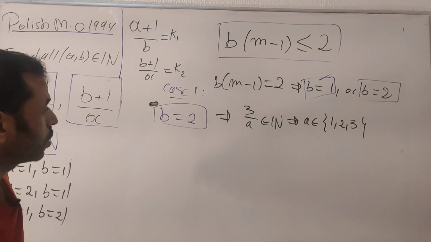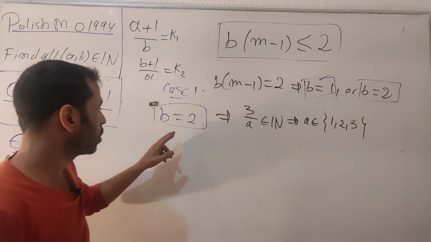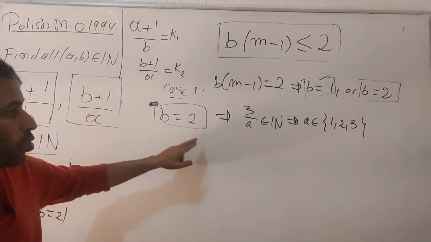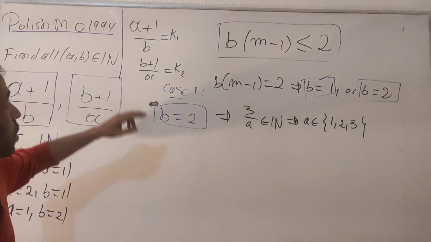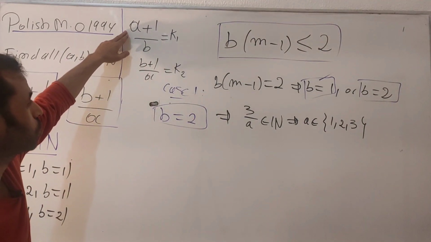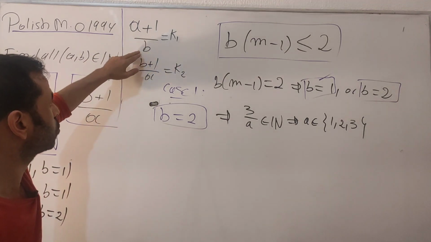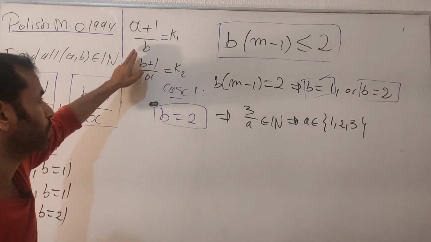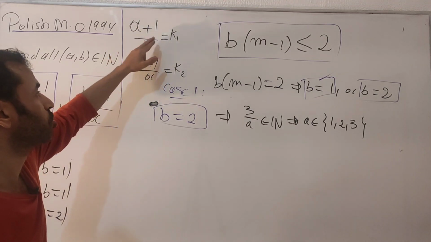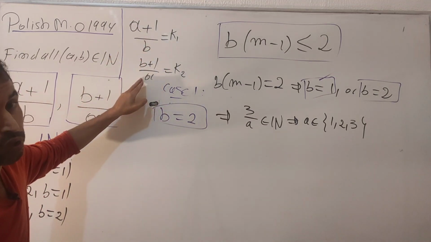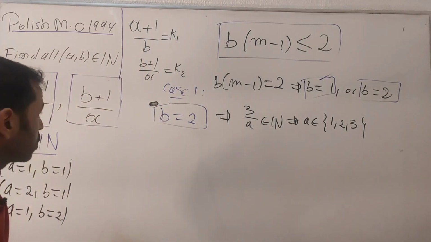Okay, now let's check the next value. If both values are equal to each other, if b equals 2 and a equals 2, we have a problem here. Let's check it. A equals 2 plus 1, which is 3. 3 over 2 is not a natural number, which is impossible. Since this one is impossible, since one is not a natural number, we don't need to go to the next fraction. Okay, we are going to stop here.